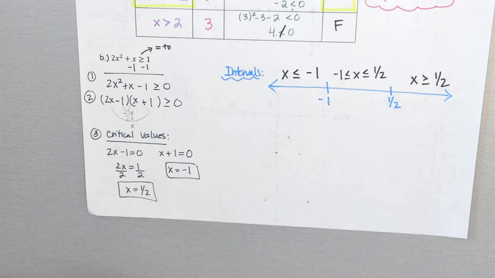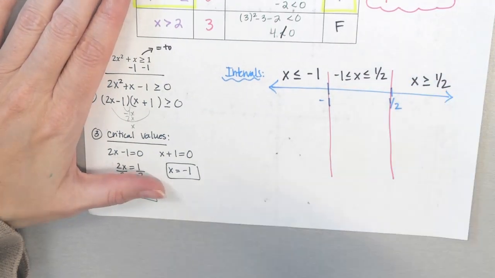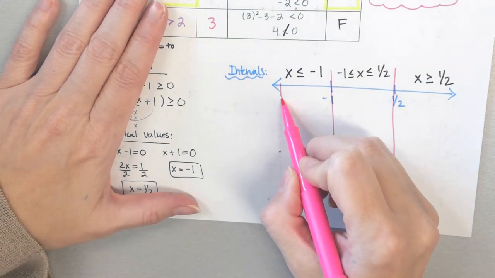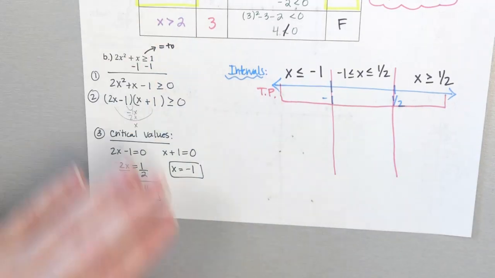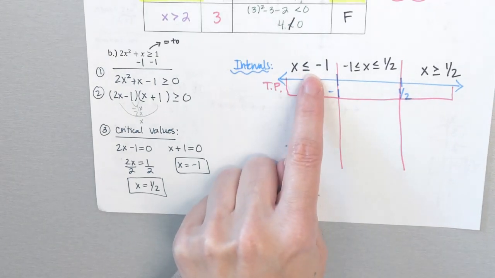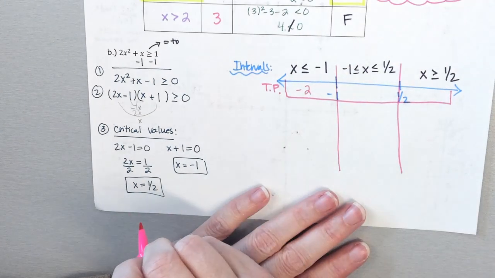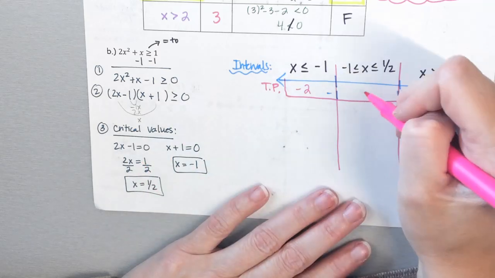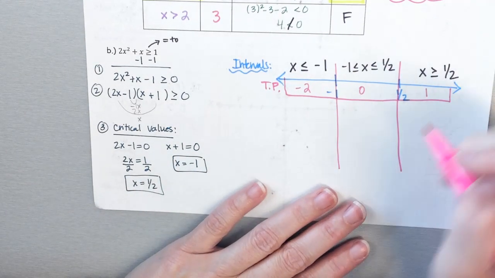So what you're going to do is you're just going to make this into your chart. So you're going to identify what your test points are here. Just going to call it TP for test point. So what would be a good test point for this interval? X is less than or equal to -1. -2, great. Between -1 and 1/2, 0. Above 1/2, 1.